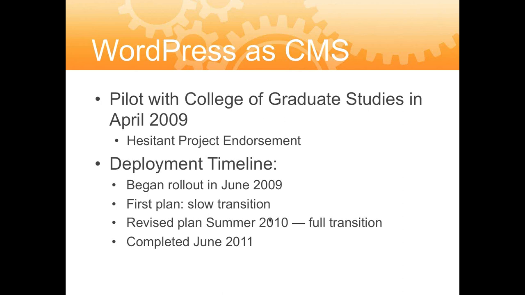And their initial plan was to do a slow transition, moving some of their content across, and then as we selected grad and we had some success with them, we were going to slowly transition the rest of the websites. In the summer of 2010, we decided that that was really taking too long. We were starting to see some kind of fractured look and feel on our front-facing website, and we committed to doing a full transition in the summer of 2010. And just a year later, we had completed and moved all of our content and everything we had done over to WordPress in that year.